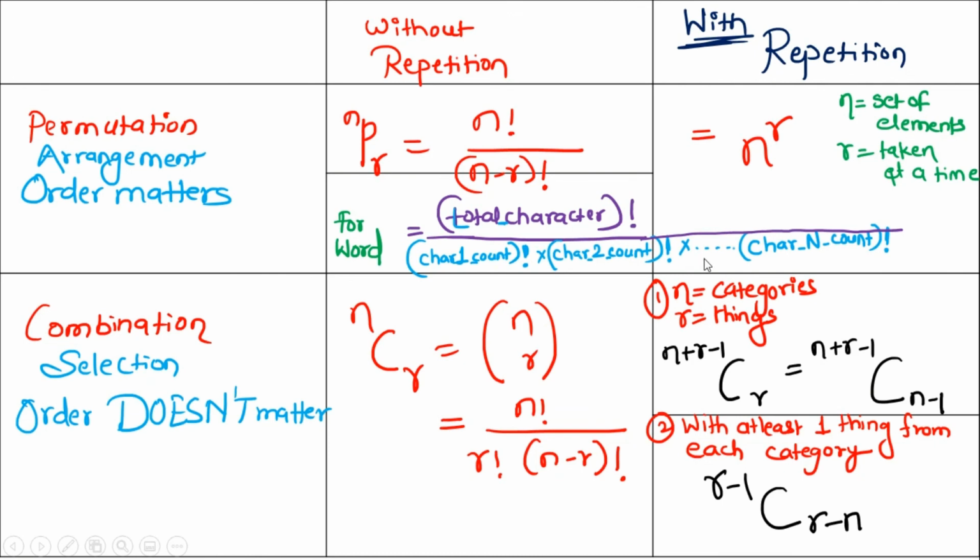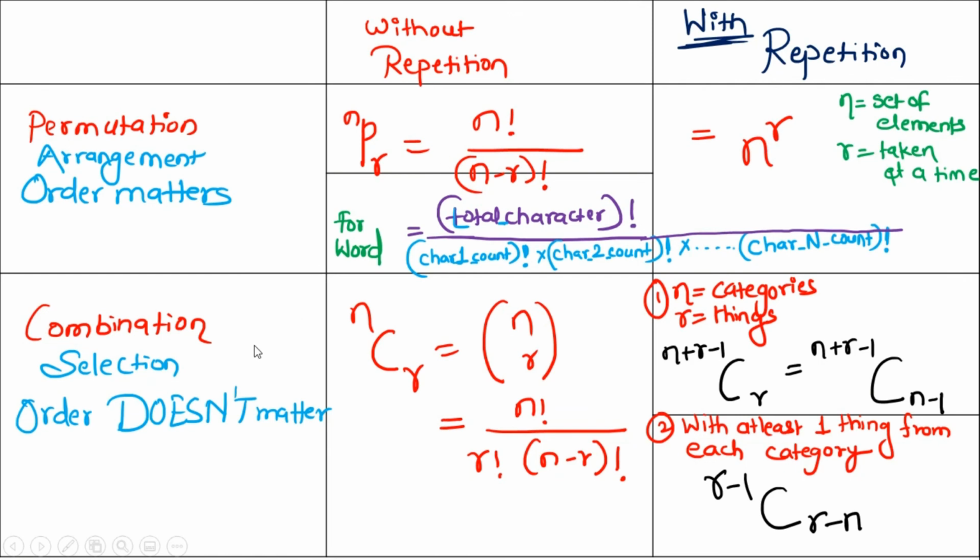Perform all of this multiplication for all of the characters, so your permutation will be this. If you are having permutation, you just have to arrange some things where order matters, and with repetition, in that case our formula becomes n to the power r, where n is the set of elements and r is how many things you have to take at a time. So for all of this, n is this and r is this thing.